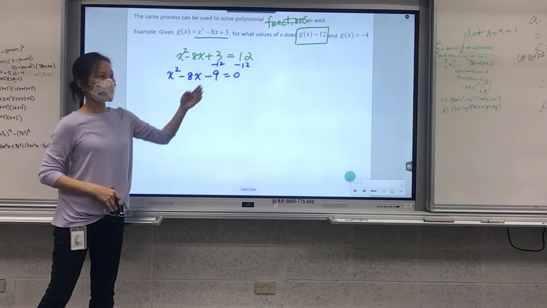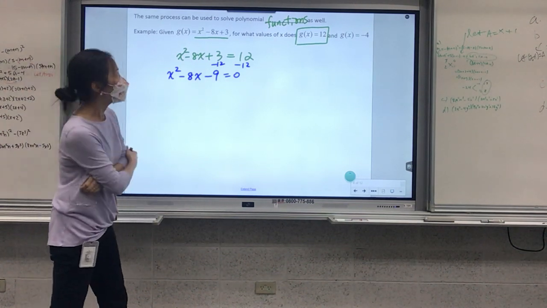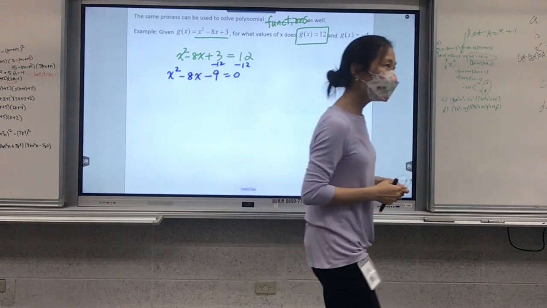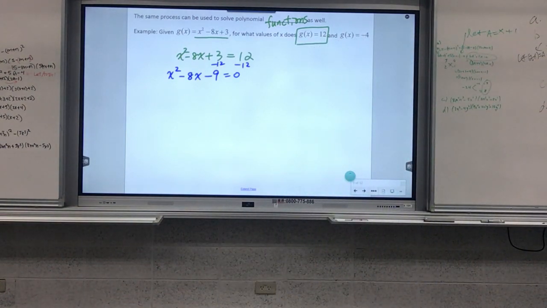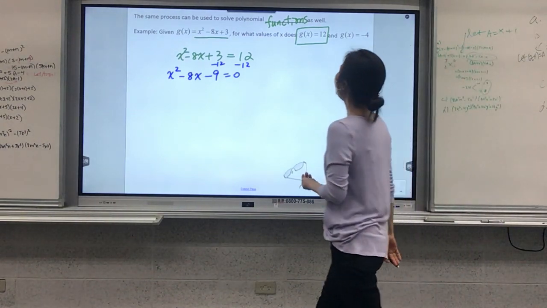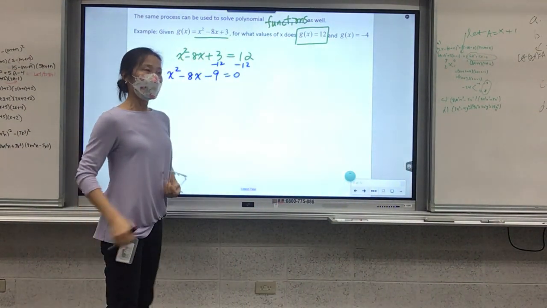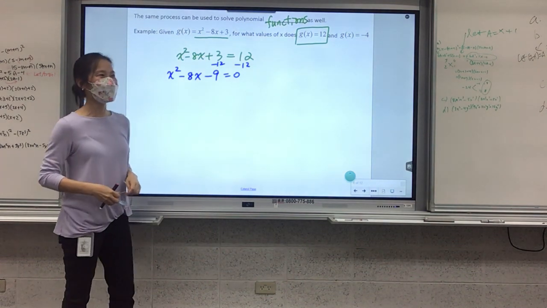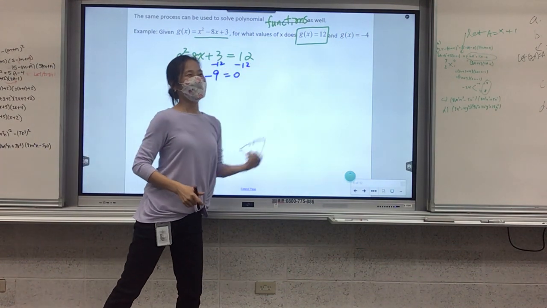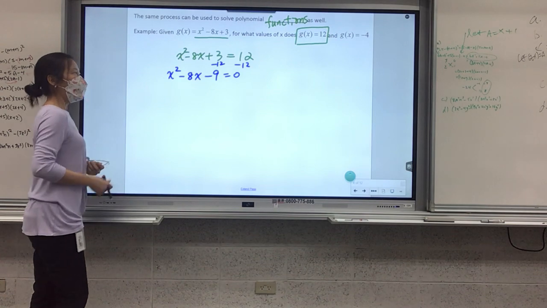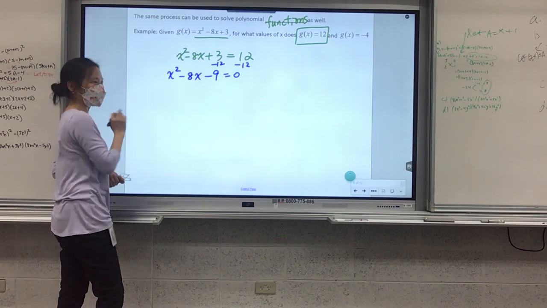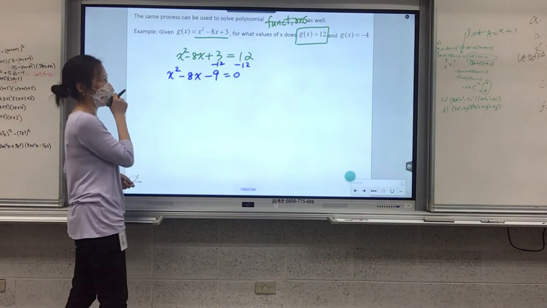Initially, how do you know it's really g of x equals 12? Because they give it to you. They ask you to solve this. It's a given. It's telling you to solve.